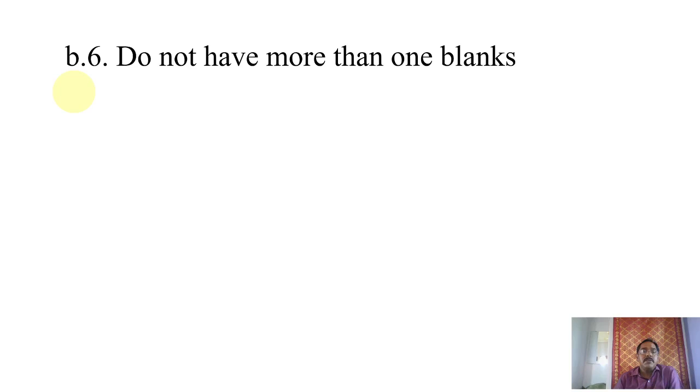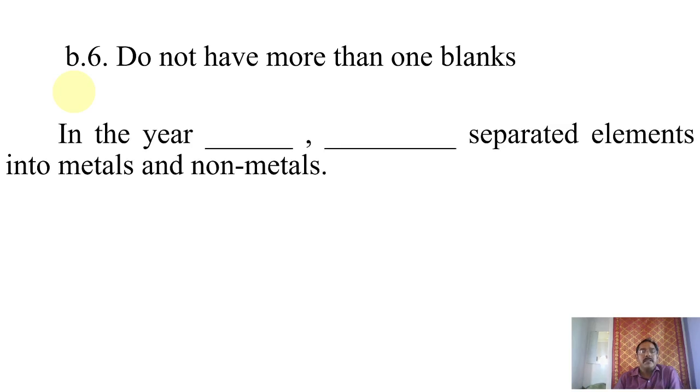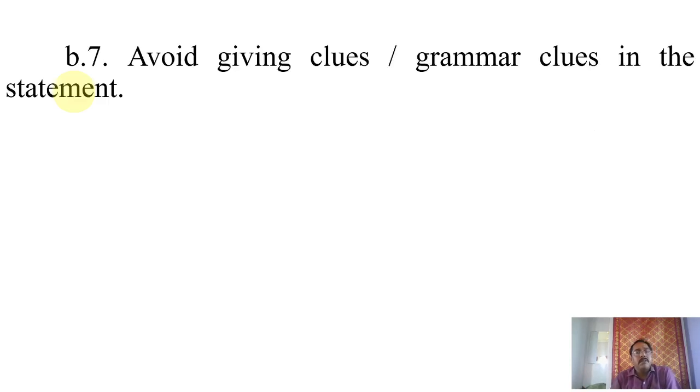So B6, do not have more than one blank. In the year dash, dash separated elements into metals and non-metals. Again, there are two things and half marks, then there will be a problem. 0.5 mark and all will be common. Therefore, it is better not to have it.